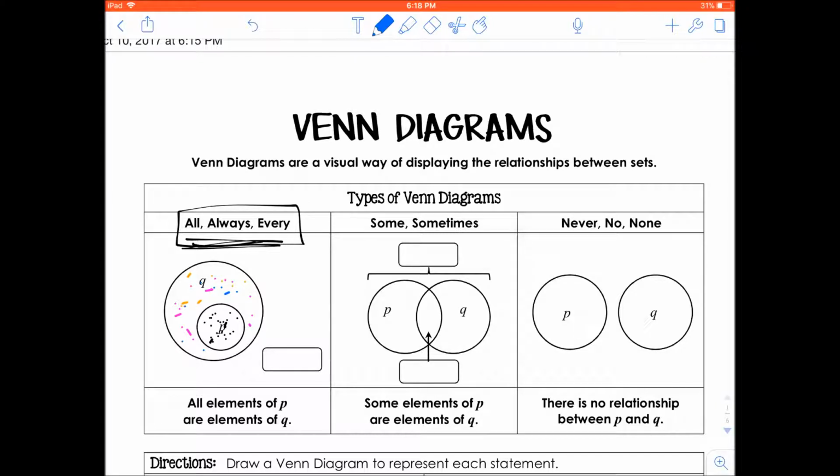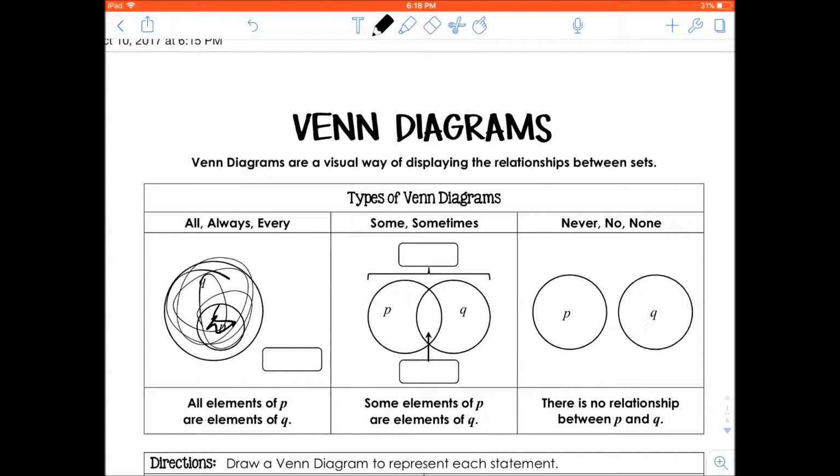But guess what? The people who play the trombone, the ones who are in the smaller circle, they're still in this whole circle, right? That's why all, always, every. So what we're saying here is that everybody in this inside circle, every trombone player, also plays an instrument. So that's what's going on: we're going to put people or things into categories. And sometimes everything inside one category, like everything inside this circle, will also end up being inside the bigger circle.